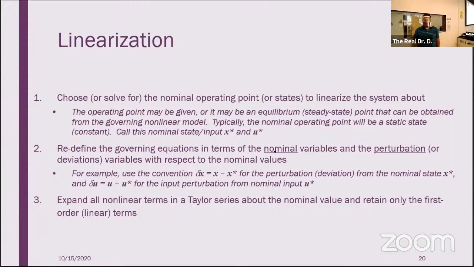We then redefine our governing equations in terms of the nominal value variables and some perturbation around that point. These models have a little bit of robustness to them. Some of them are better than others, some are good over longer distances. We need to figure out how good they are, but we're going to operate under the idea that you're going to start at this operating point and then move around it a little bit. So you have this delta, this perturbation, and we can define that as delta x equals x minus x star, and delta u equals u minus u star.